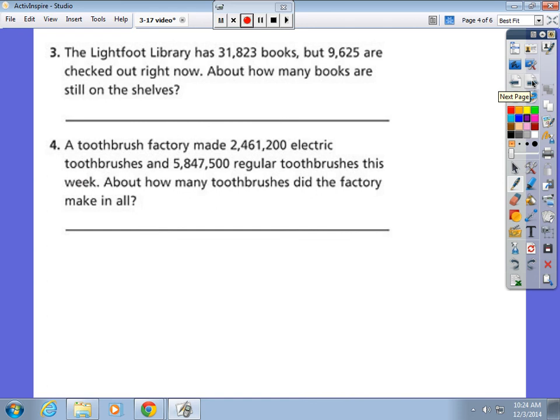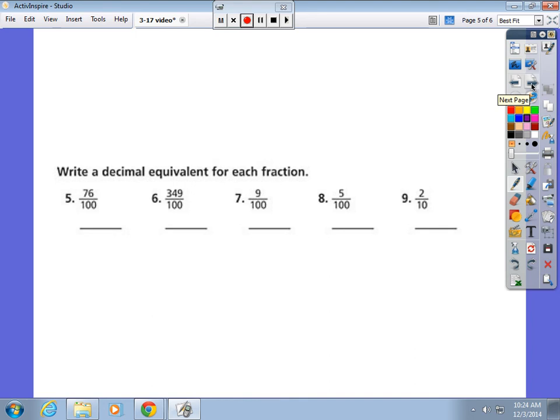Continuing on. Number 3 and number 4, I'll let you work on your own. Again, it says about. When it says about, they're talking estimates. They want you to estimate those answers. You don't need an exact answer. The next section here, these are a little bit tricky.